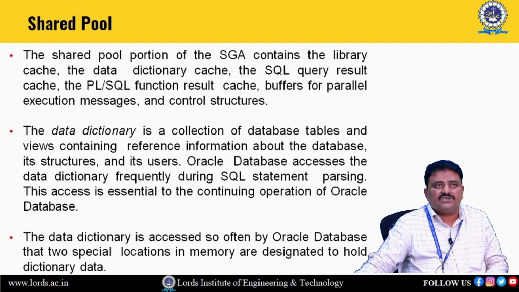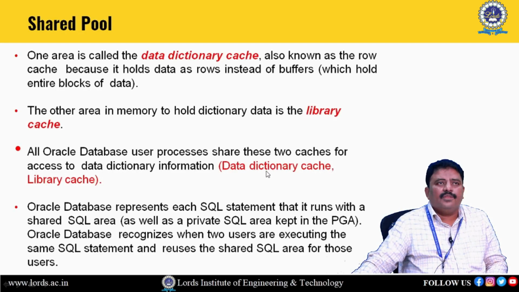So the memory structures in common are being used by different types of users, and Oracle supports the common sharing of the data so that there is no need to perform IO operations again and again to do the tasks. One area is called the data dictionary cache, as I told you, and the other area where the common data, that is cursors data, is maintained is called the library cache. So we have the data dictionary cache and the library cache.